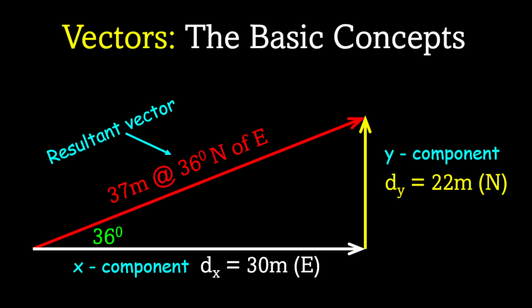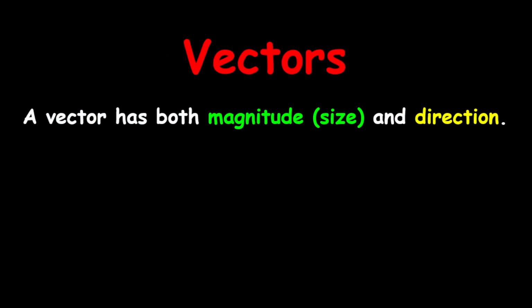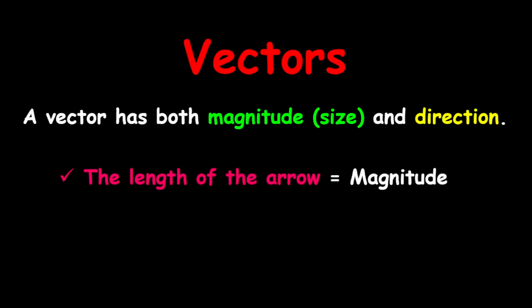Good everyone. Today we're looking at vectors and we are going to explore the basic concepts of vectors. To start, we're going to look at a definition. A vector is a quantity that has both magnitude, which is a size, and direction. Two important points to note: one, the length of the arrow represents the magnitude of the vector, while the angle represents the direction of the vector.